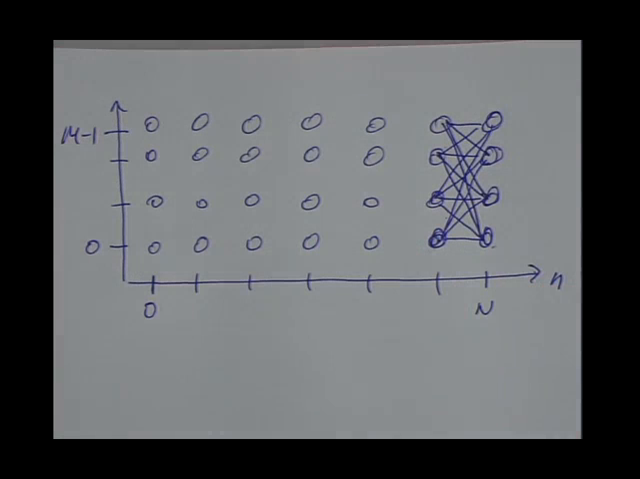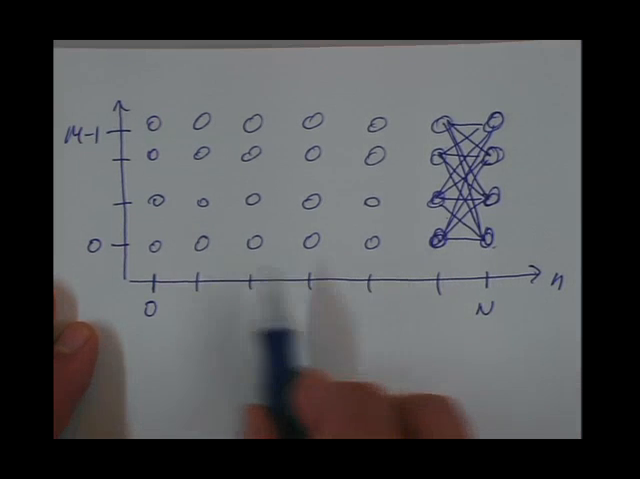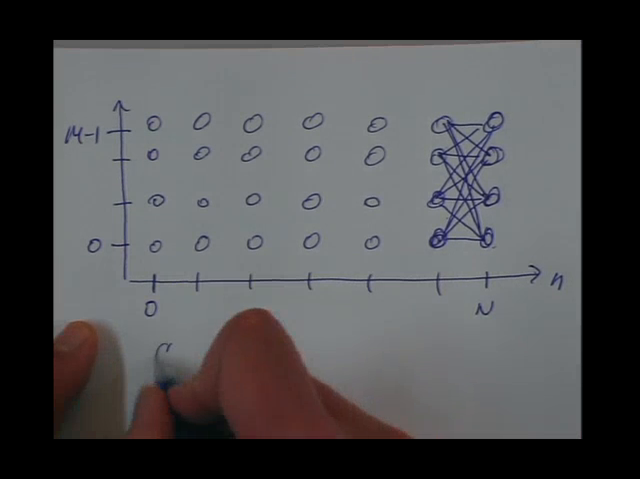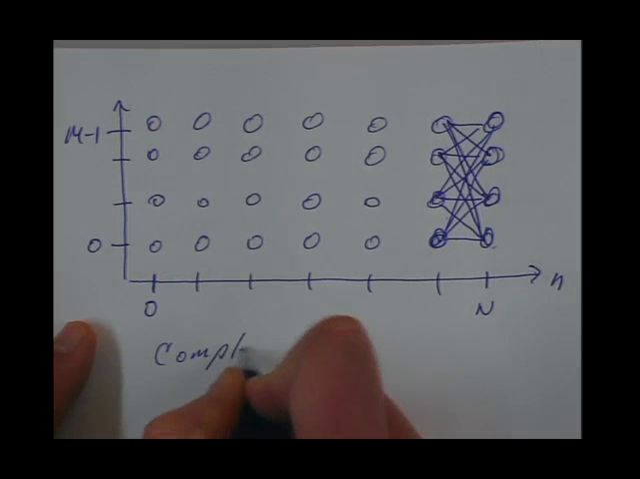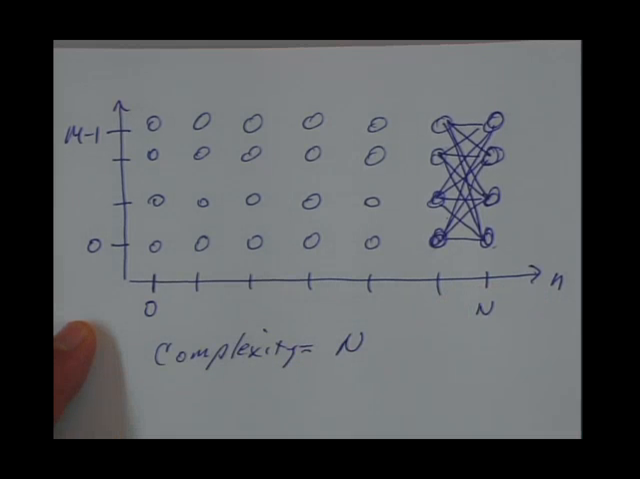So the complexity of the algorithm is going to be, well, let's figure it out. It's going to be proportional to n, because you're going to have to do this for each point in time, right? So the complexity, the number of operations, is going to be n times something, right?